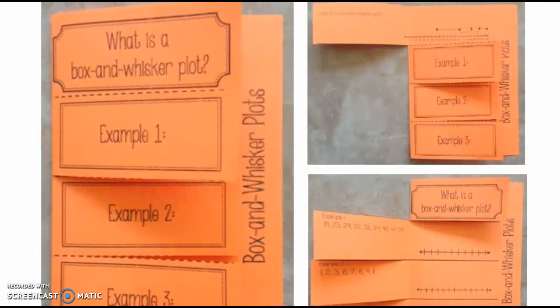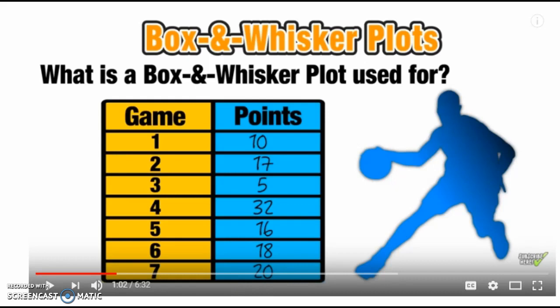Today we are going to make a box and whisker plots foldable. It will look like this when you get done. But before you get started, I want you to watch a short video about what box and whisker plots are. You learned about this in 6th grade, but it might have been a while. So take a quick view.